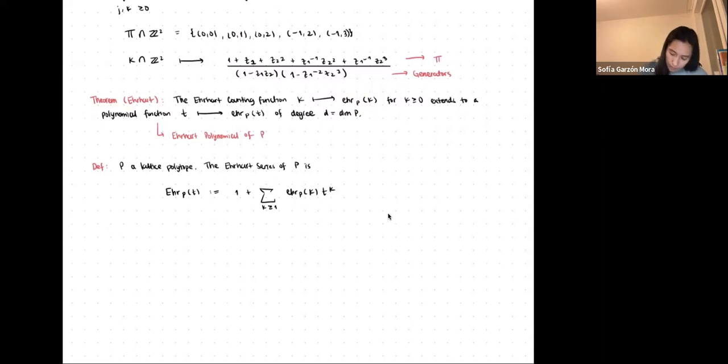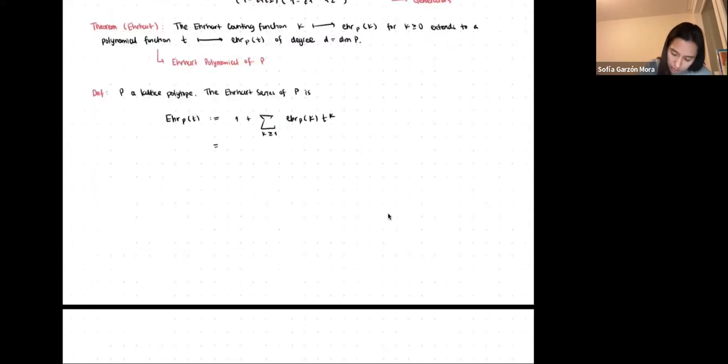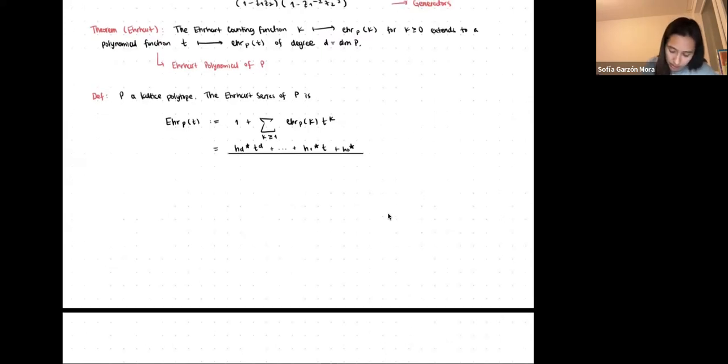But this can be written as also a rational function if we follow the same procedure as before, where the polynomial in the numerator has some coefficients which are called h0 star up to hd star, and then I divide by 1 minus t to the d plus 1, and this is what is called the h star polynomial.